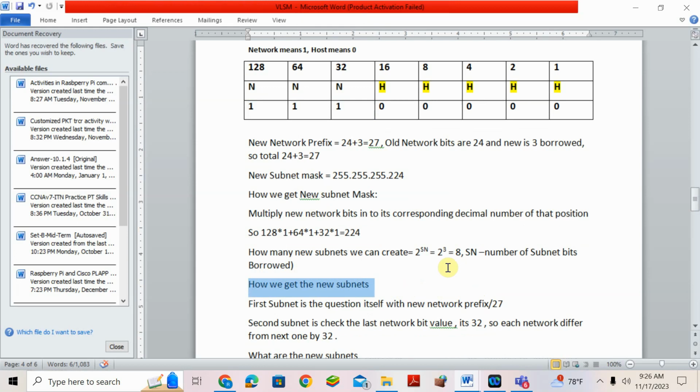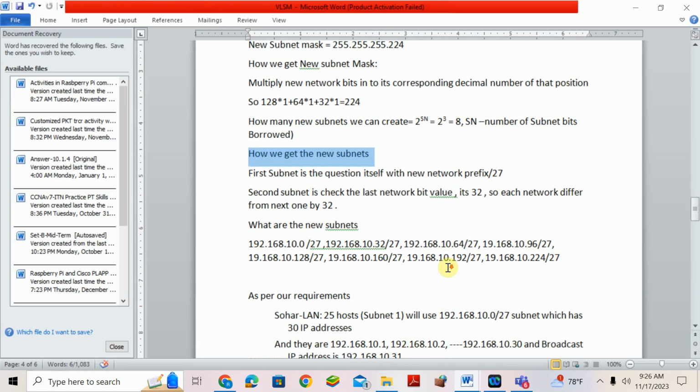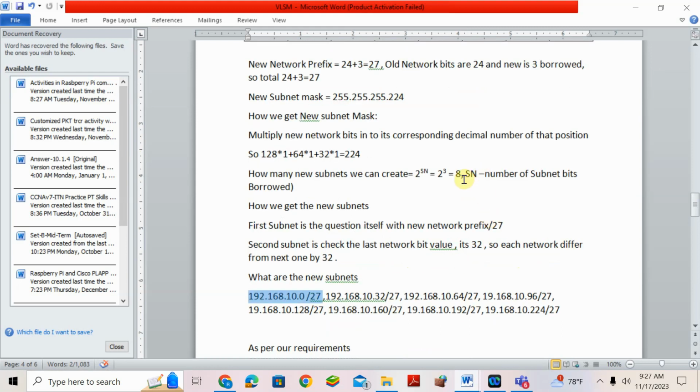Okay. Now what are the new subnets? The first one will be the same as the question, 192.168.10.0/27. So we have the first, second subnet, third, fourth, fifth, sixth, 7, 8, because we have 2 power 3, 8 subnets. What is the next network? The next network is 192.168.10.32/27. 27 is our new subnet prefix. Earlier 24, now 3 more bits for network, so 27.